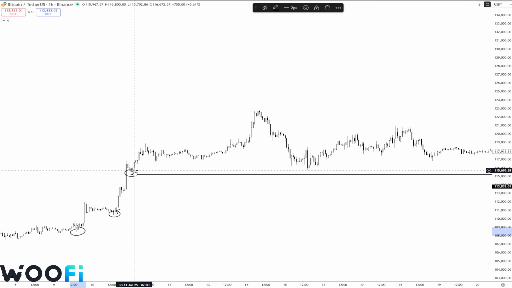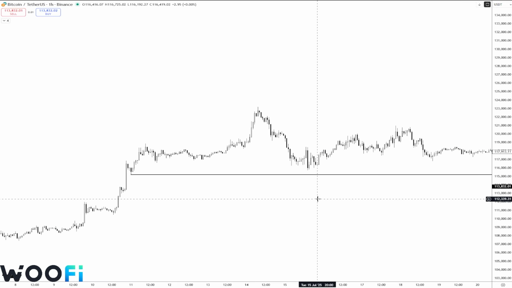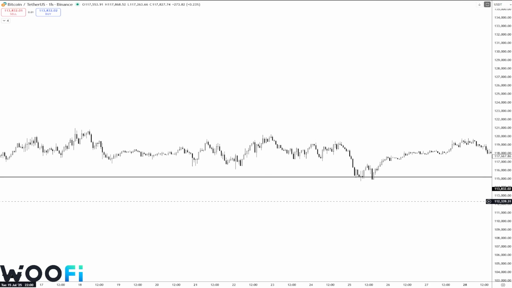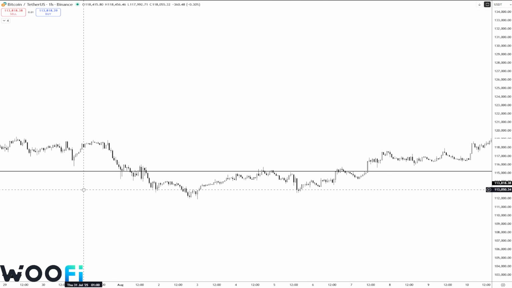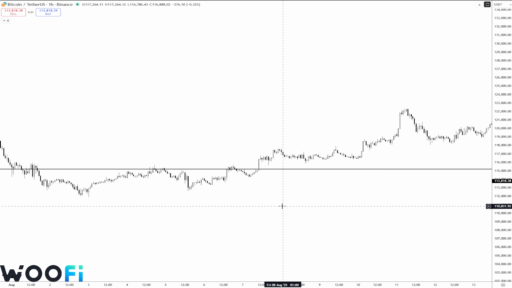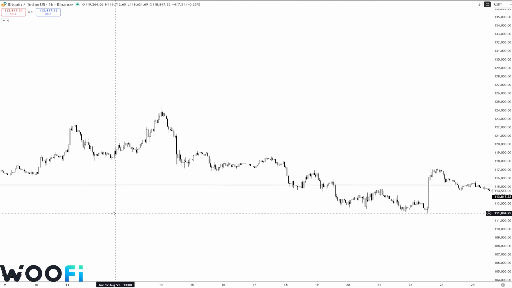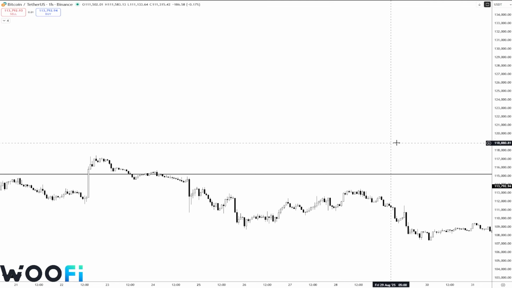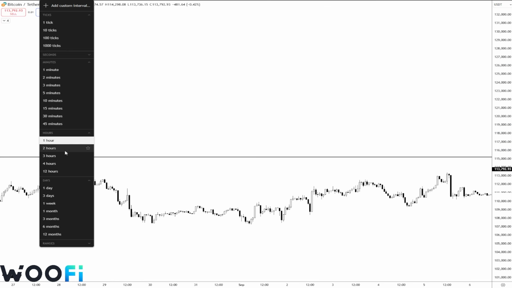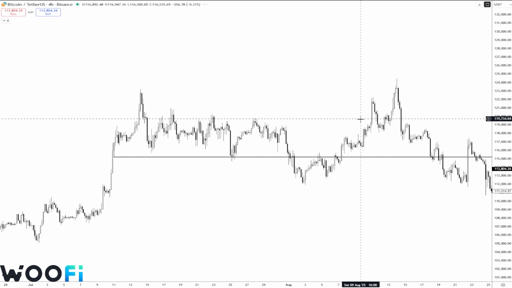So what makes this level unlike the others is if we extend this to the right, we can see a lot of interactions with this level. We have wicks into the level, we have bodies into the level, we have chop at the level, we have a breakout point at the level, we have a breakdown point at the level. Really a ton of action originating from this level. We could see it much more clearly on the H4 time frame as well.